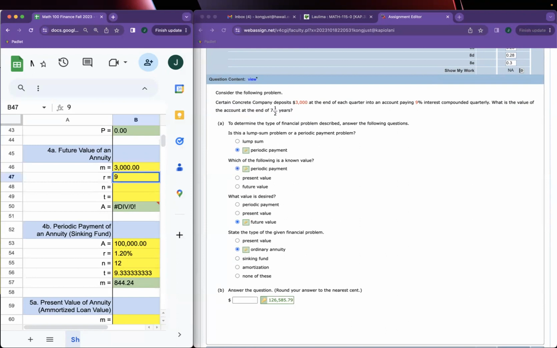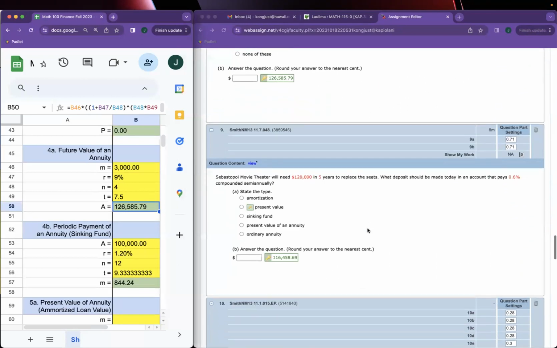The payment is 3,000, the rate is 9%, and quarterly means N is 4. T is 7.5 years. And we get 126,585.79. Yep, matches what we expect.